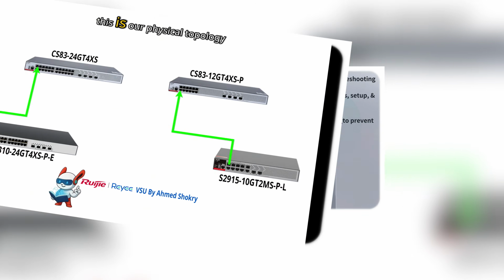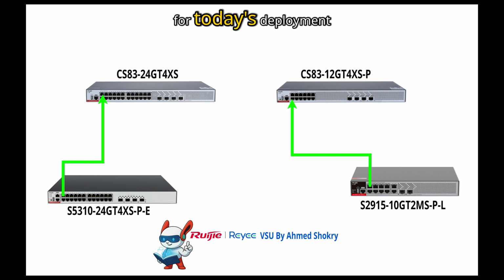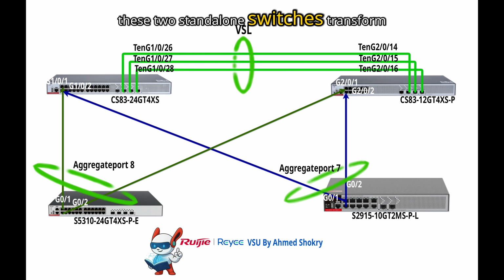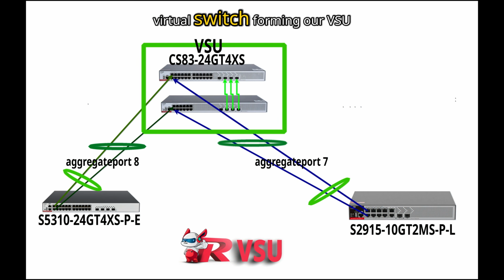Let's start. This is our physical topology for today's deployment. At the beginning, you can see both core switches operating independently. Each one is separate, with its own interfaces and uplinks. Now, slowly, we bring them together. At the configuration progress, these two standalone switches transform into one unified virtual switch, forming our VSU core.